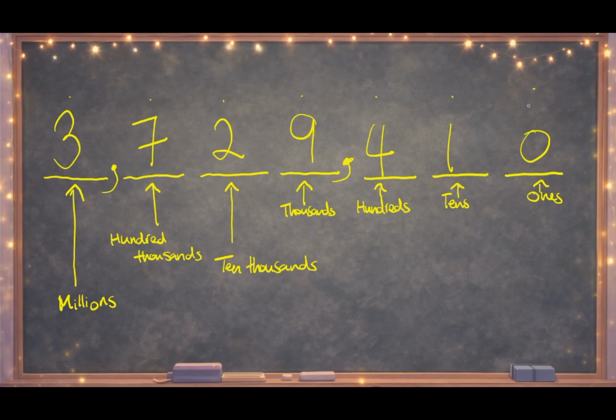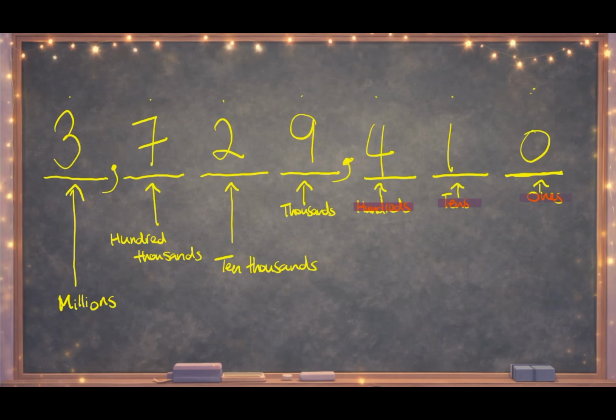Digit means each of these numbers, and place value is the position where each of those digits are placed. So, if you have a look at this one, it is ones. The place value of this 0 is ones. Next one is tens. The place value of digit 1 is tens.